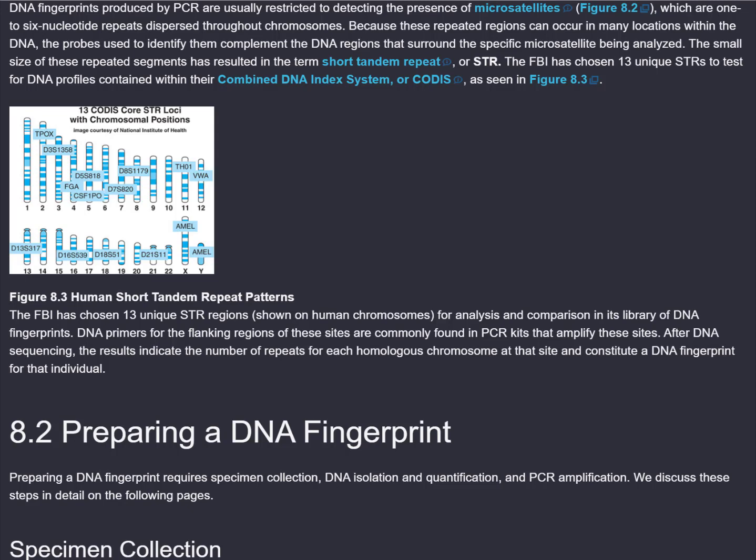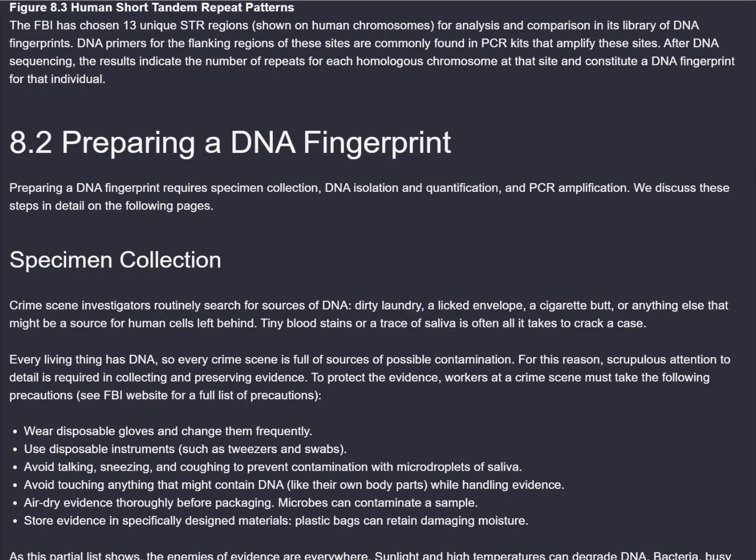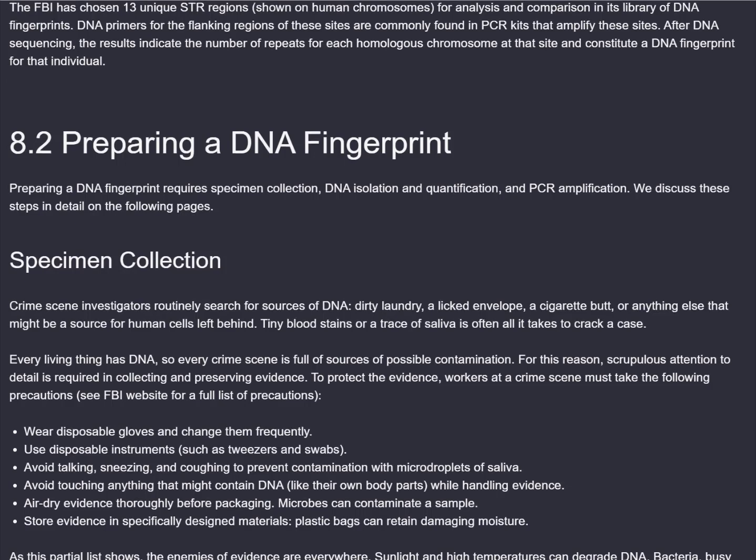The FBI has chosen 13 unique STRs to test for DNA profiles contained within their Combined DNA Index System, or CODIS, as seen in Figure 8.3. Figure 8.3 Human Short Tandem Repeat Patterns. The FBI has chosen 13 unique STR regions, shown on human chromosomes, for analysis and comparison in its library of DNA fingerprints. DNA primers for the flanking regions of these sites are commonly found in PCR kits that amplify these sites. After DNA sequencing, the results indicate the number of repeats for each homologous chromosome at that site and constitute a DNA fingerprint for that individual.